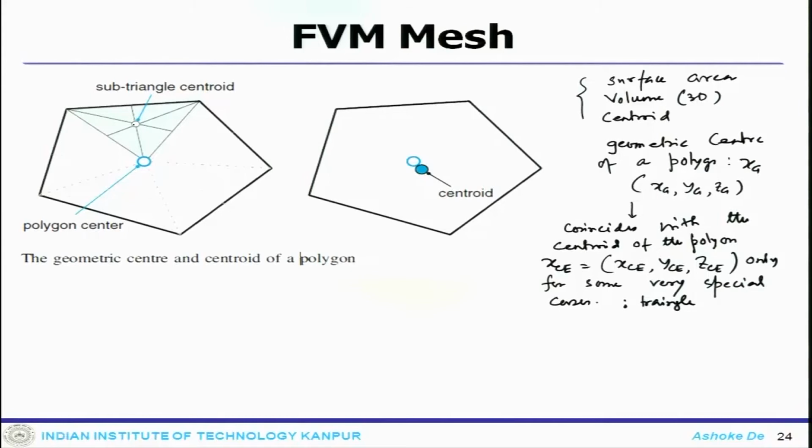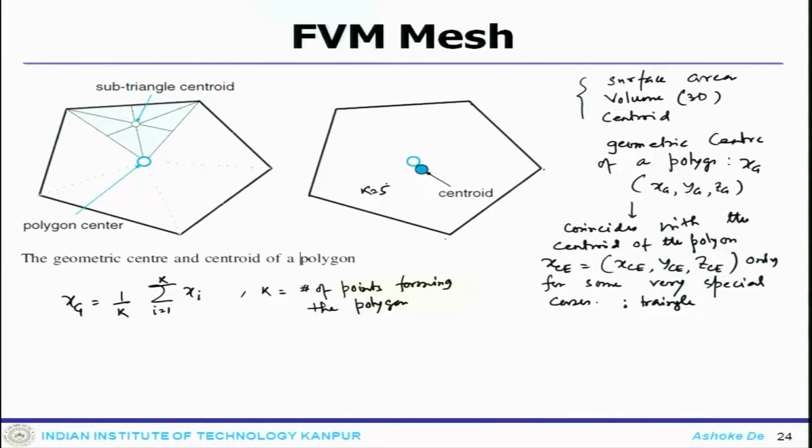Okay. So, now how do you calculate the geometric center? You can calculate it by 1 by k times the summation of i from 1 to k of xi. Here k is the number of points forming the polygon. For example, if you look at this pentagon, 1, 2, 3, 4, 5, here k would be 5.